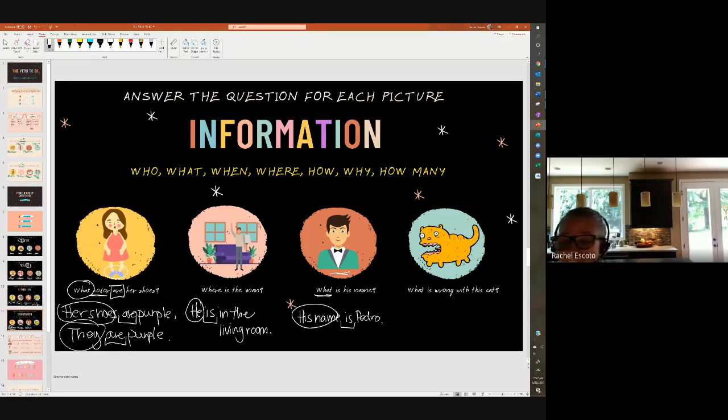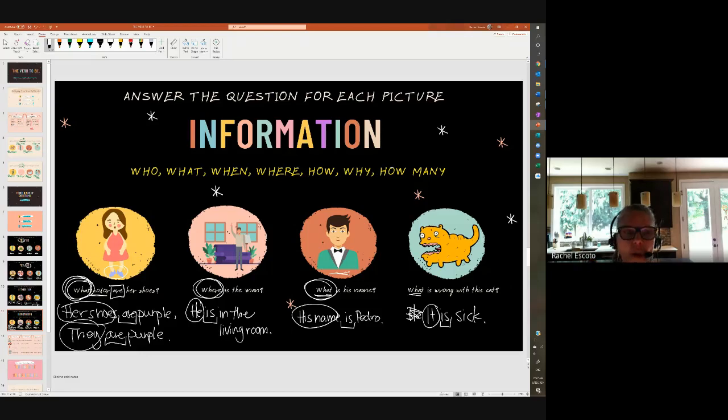All right, and this one is a funny question. What is wrong with this cat? ¿Qué tiene este gato? What is wrong with this cat? And I think we're just going to say no, not he. It is sick, I guess, right? It is sick. Here's my subject and my verb to be. That cat looks sick. Okay, so these are information questions. It's asking a question at the beginning, what, or where, right? It starts with a question word.